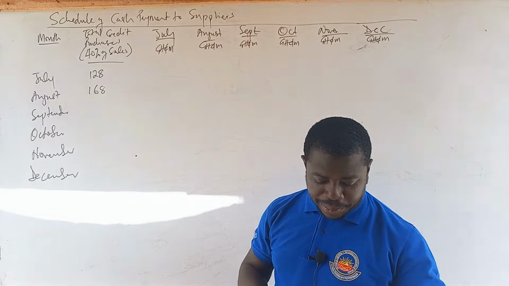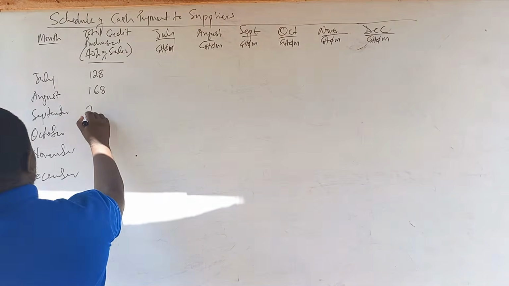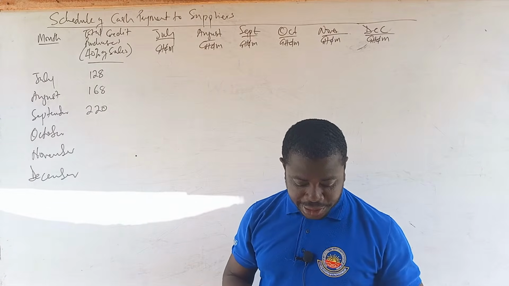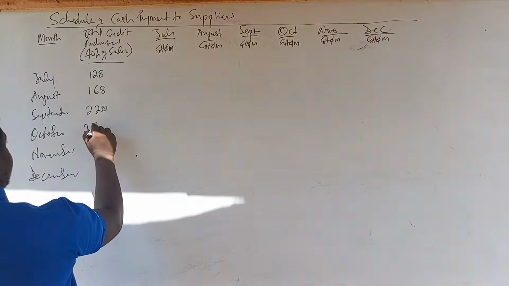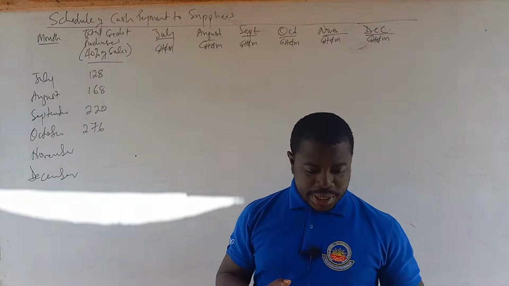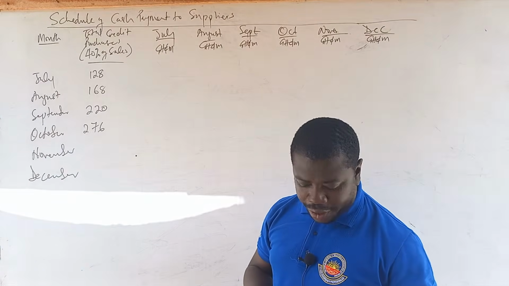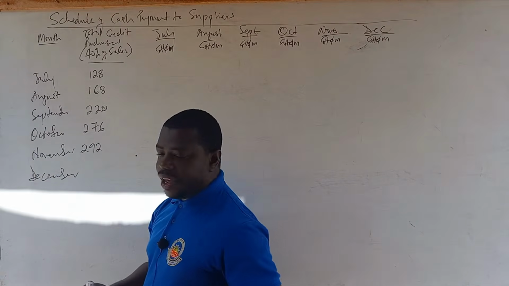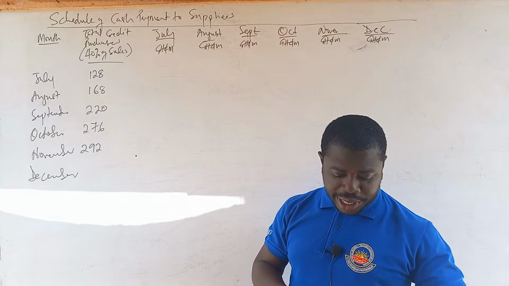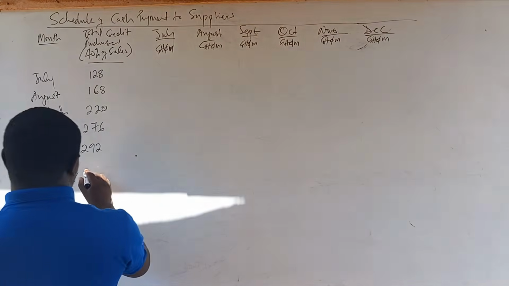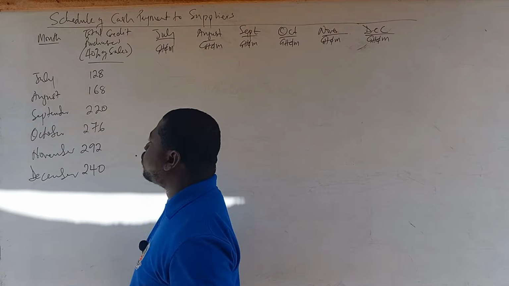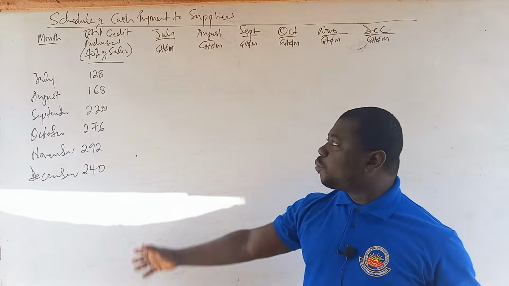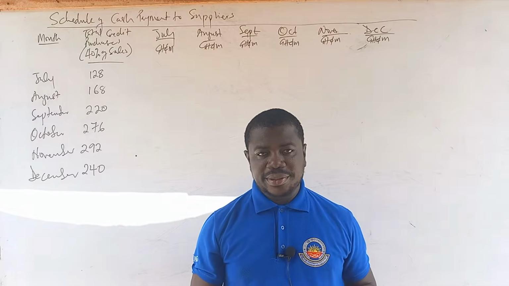So 40% of September sales, which is 550, is going to give us 220 million. Now, October sales was 690. We find 40% of that, and we have 276. And then November sales is 730. We find 40% of that, and then we have 292. And then finally, December sales was 600. We find 40% of that, and then we have 240 million. So these are the purchases figures for each month, according to the question, that we are supposed to find 40% of sales for each month.